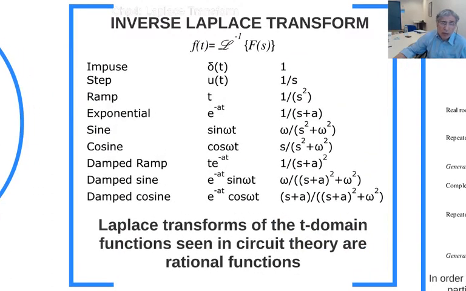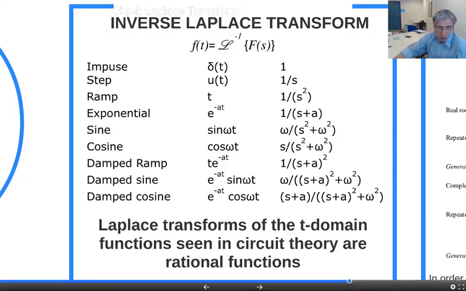Time domain functions that we faced in circuit theory are this group of functions. This is a limited number of functions. There aren't so many different functions that we are facing in circuit theory for linear circuits especially. So the Laplace transform of these functions are those. So the property of these functions in S domain is rational functions. These are rational functions.